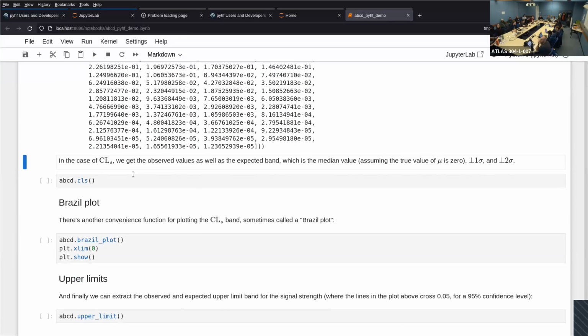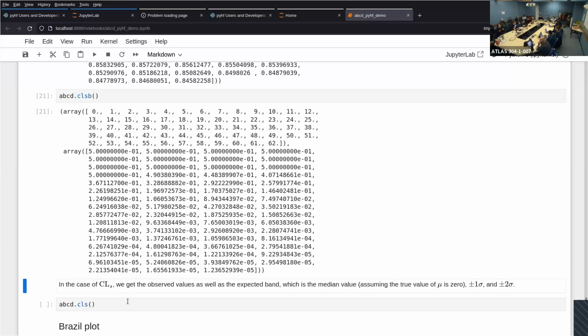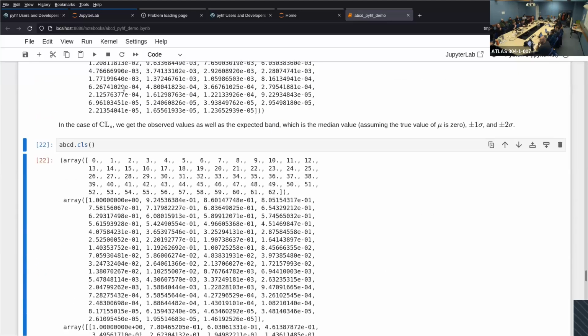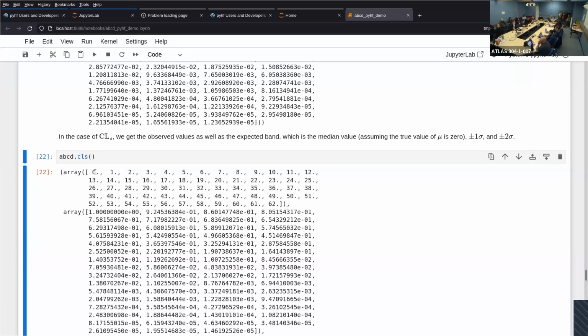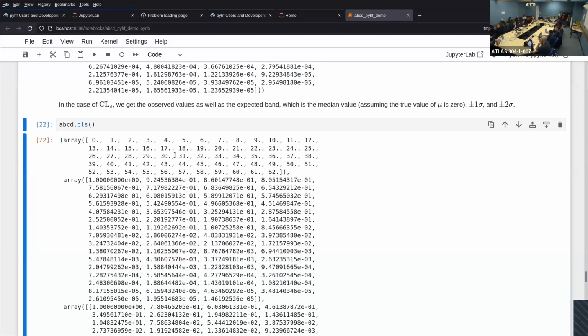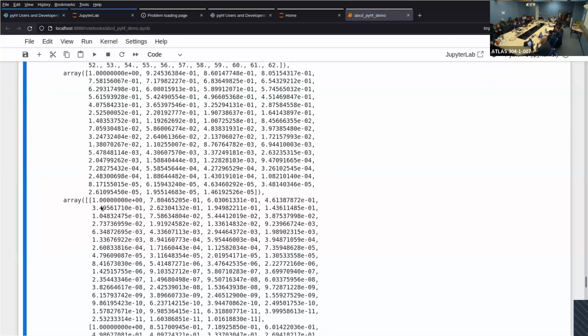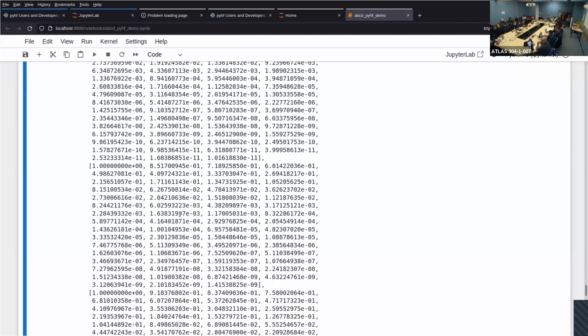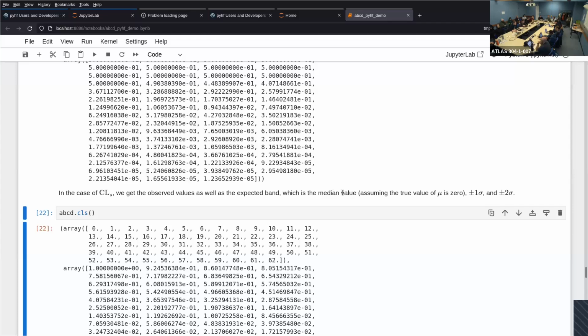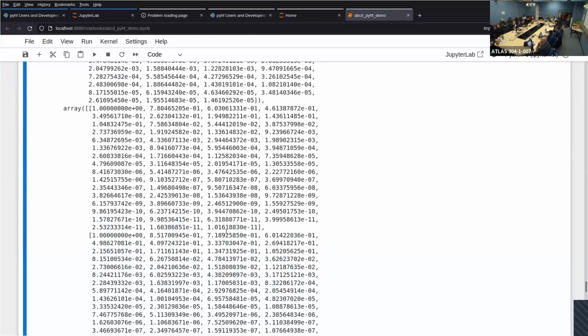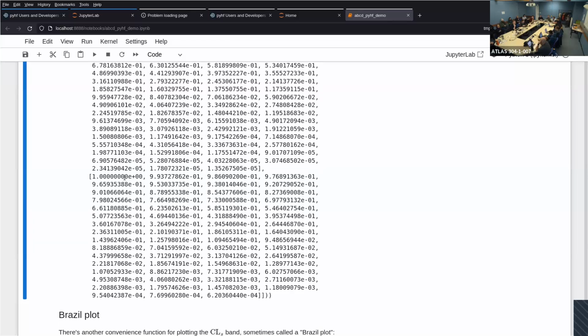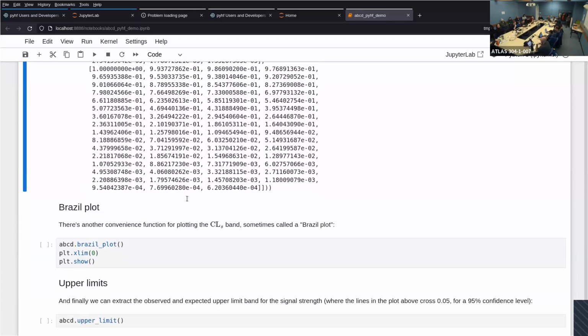So that's just the mu values and then the CL values. And then for CLS, you get, again, just like pyhf, first the mu values, and then you have the observed CLS values, and then the expected bands. So you get a few arrays here, which are the median, the expected CLS values, and then plus or minus 1 or 2 sigma from this. So that's what this third array is. You just get 5 different arrays of these: -2 sigma, -1 sigma, the nominal, and +1 sigma, +2 sigma.